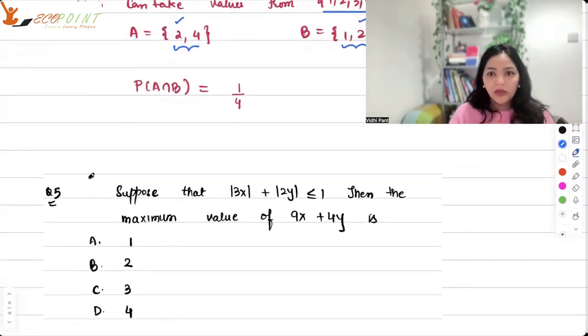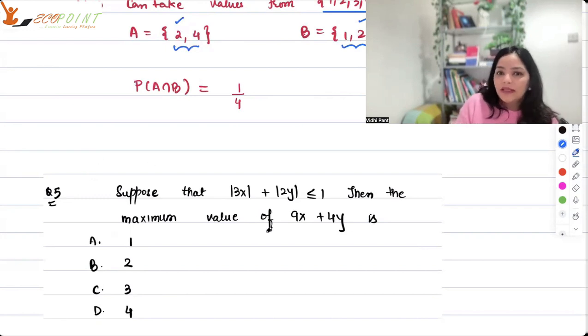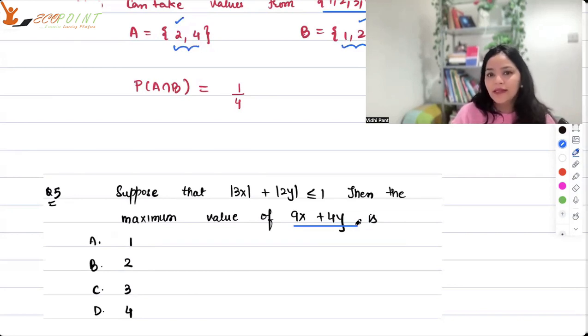Next is a question which you should definitely try out without looking into this video, but then come back to the video to see whether you've done it right or not. Suppose mod 3x plus mod 2y is less than or equal to 1, then the maximum value of 9x plus 4y is. So it's like an optimization problem. You have to find the maximum of 9x plus 4y given mod 3x plus mod 2y is less than or equal to 1. So these are the values with us.